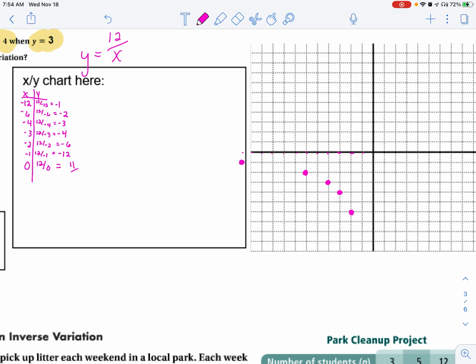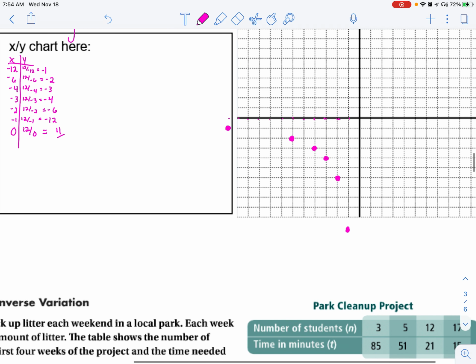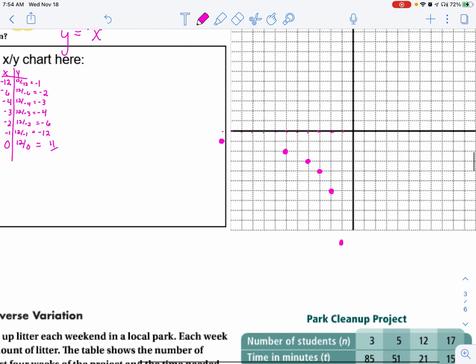All right, let's see if I can get this negative 1, 12 on there. It's going to be somewhere down here. Good enough. But what I want you to see is this has two asymptotes, just this side of the graph. It's going to approach the x-axis and never touch it, and approach the y-axis and never touch it.